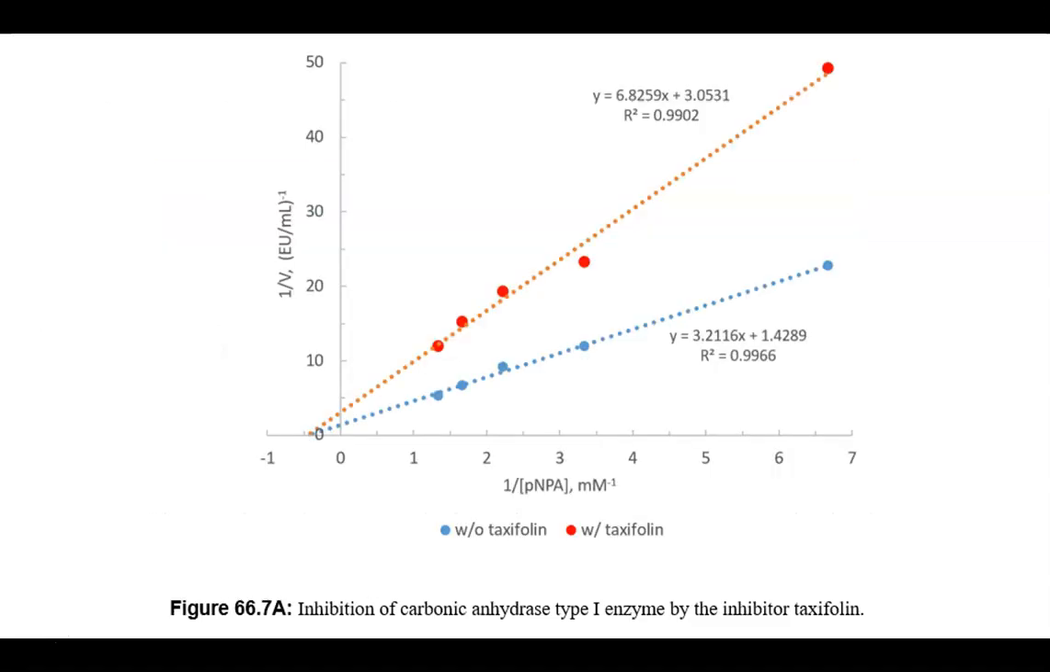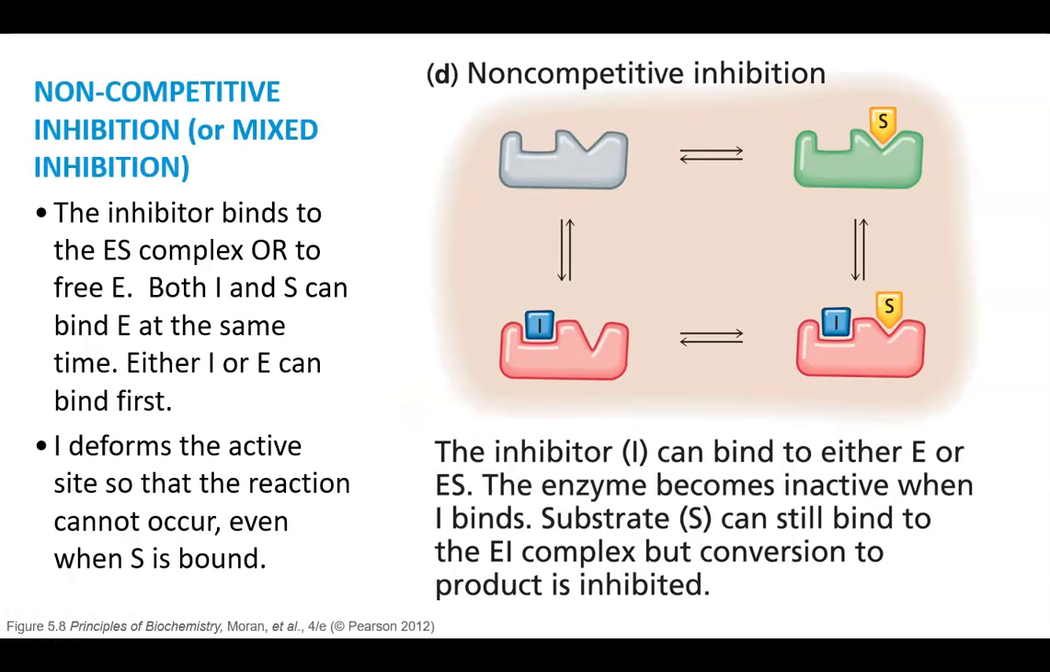When they plotted their data, if you plot a Lineweaver-Burk plot, we plot reciprocal velocities, that would be milliliters per enzyme unit, over reciprocal substrate concentrations, that would be reciprocal millimolar, with and without taxifolin. You should get a Lineweaver-Burk plot that looks like this, and that is characteristic of non-competitive inhibition that we talked about in class. That means the inhibitor can bind to the enzyme or the enzyme-substrate complex, and the substrate can also bind.